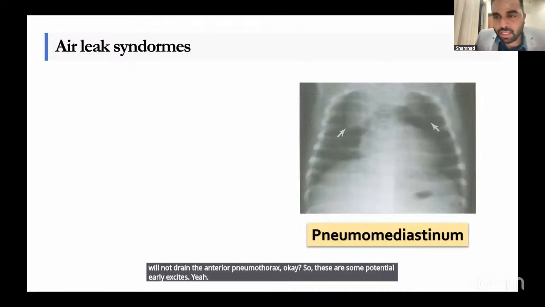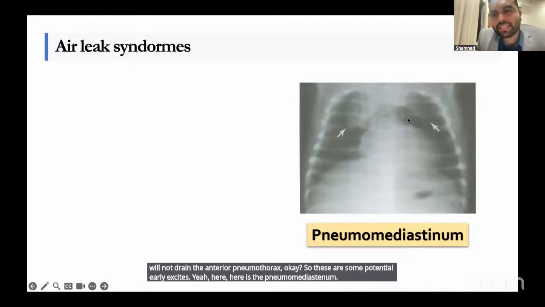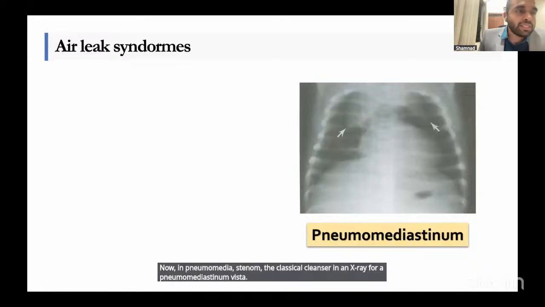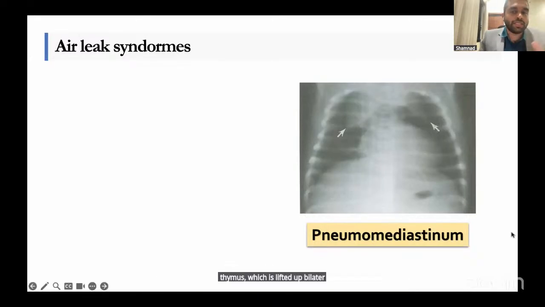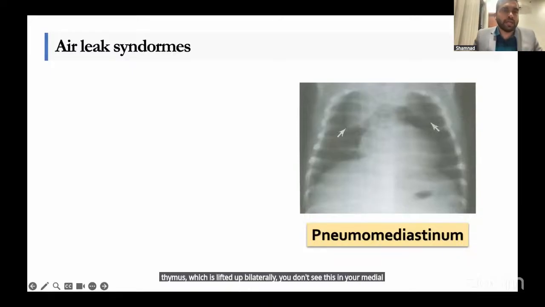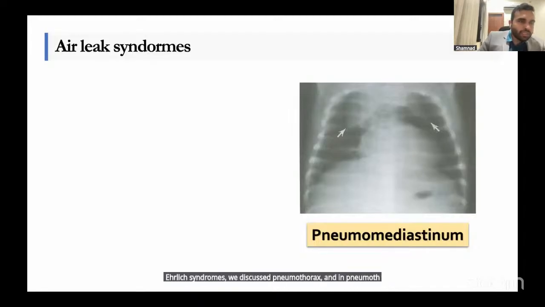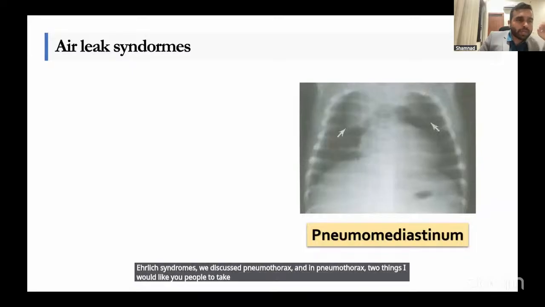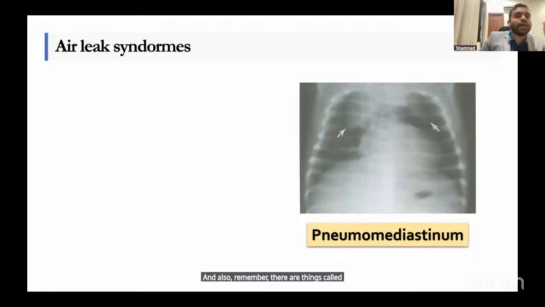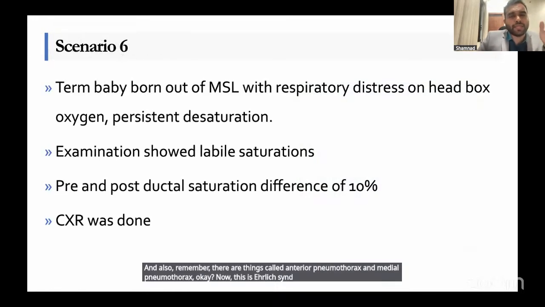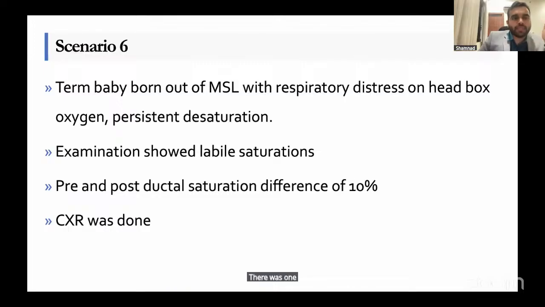Here is the pneumomediastinum. Now, in pneumomediastinum, the classical finding on an X-ray is the thymus, which is lifted up bilaterally. You don't see this in medial pneumothorax. So, among air leak syndromes, we discussed pneumothorax, and in pneumothorax, there are two things I would like you to take home: one is the potential sites of air leak, and also remember there are things called anterior pneumothorax and medial pneumothorax. Now, this is an air leak syndrome, that is your pneumomediastinum. There was one more air leak syndrome. We'll see that in the subsequent slides.